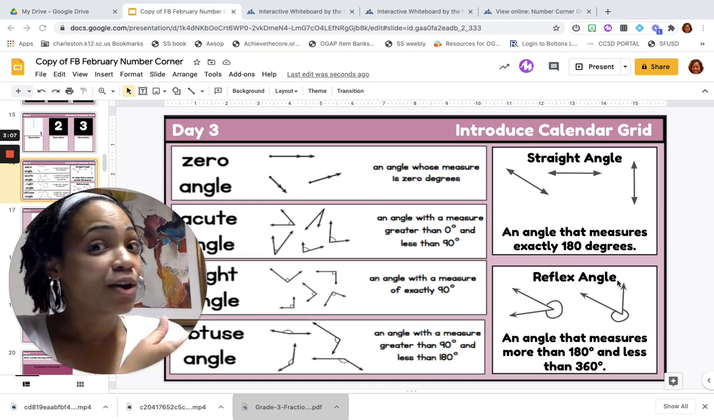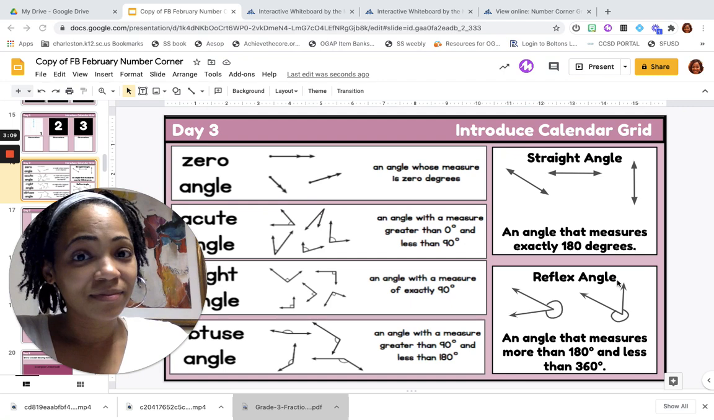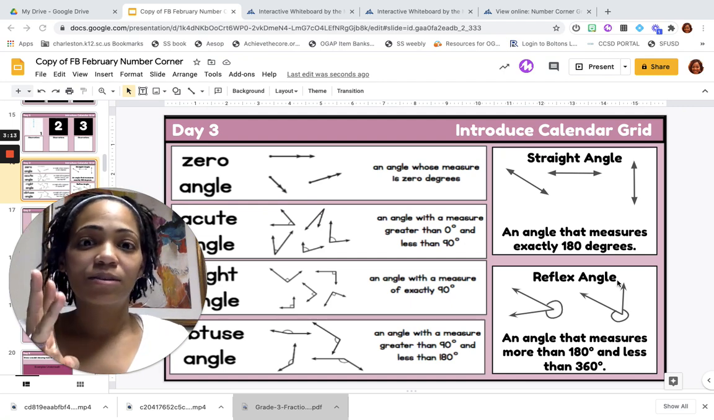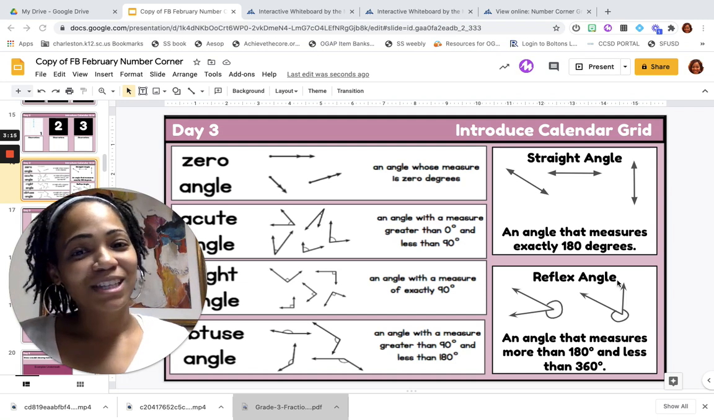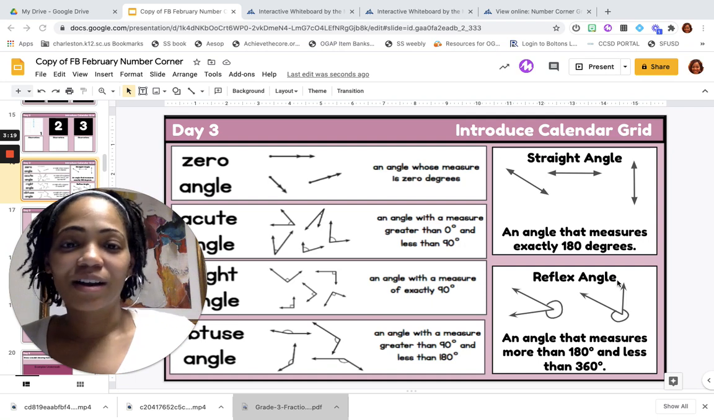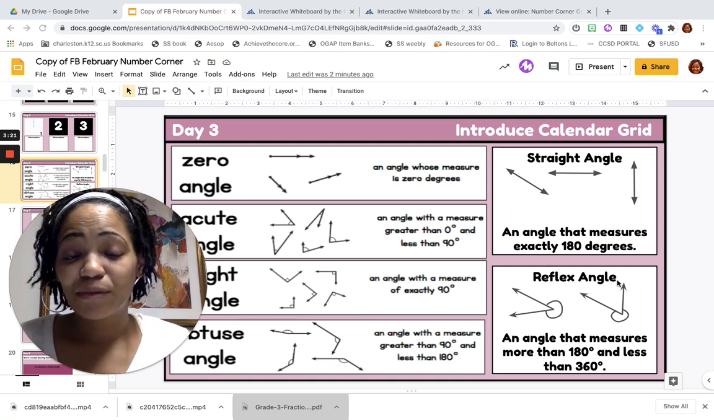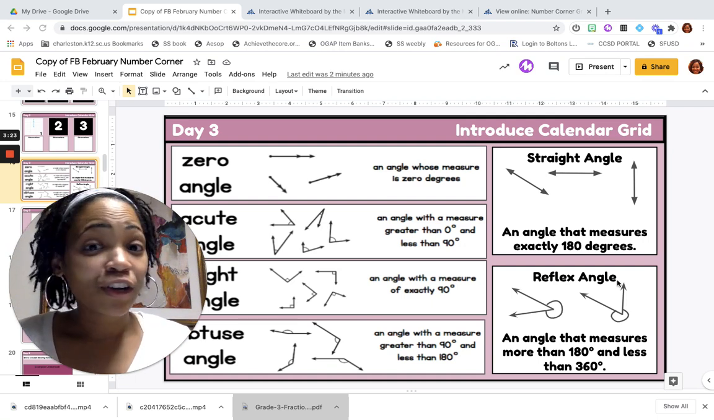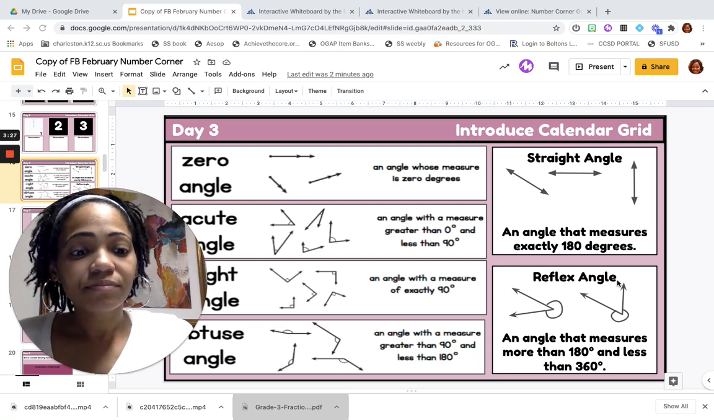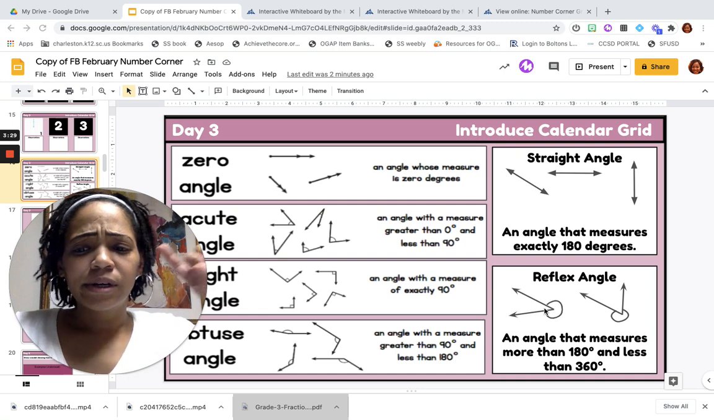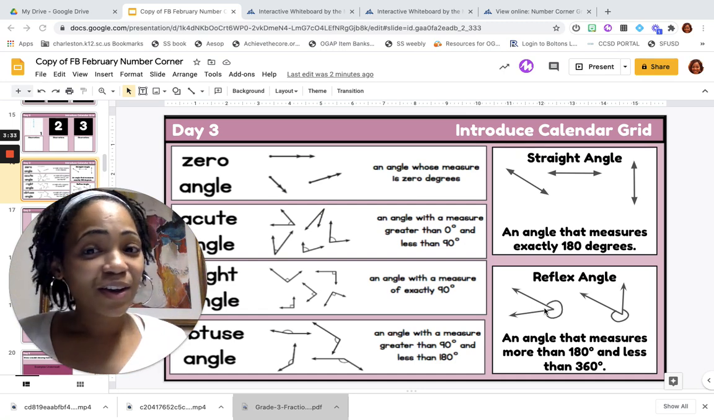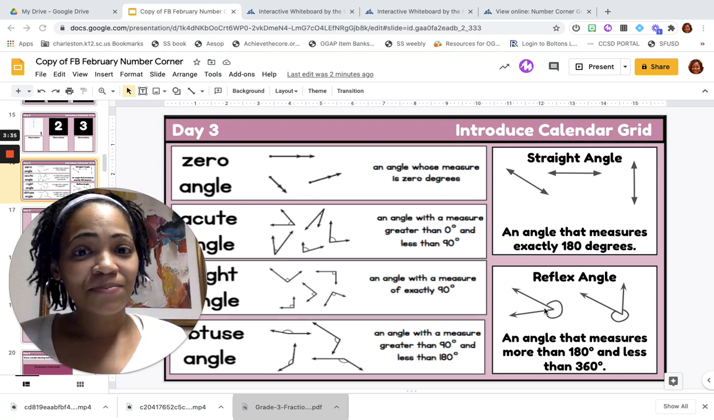Can you say reflex angle? Now say it really fast 3 times. Reflex angle, reflex angle, reflex angle. Great. Sometimes when you say things 3 times, usually it then becomes a part of your vocabulary. And that's what I'm hoping for today as we observe what's going to be happening or what's already happening with our calendar grid. So, reflex angle, more than 180 degrees, less than 360 degrees. Are you ready to talk about calendar grid?